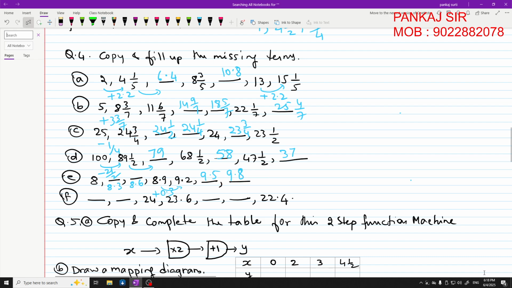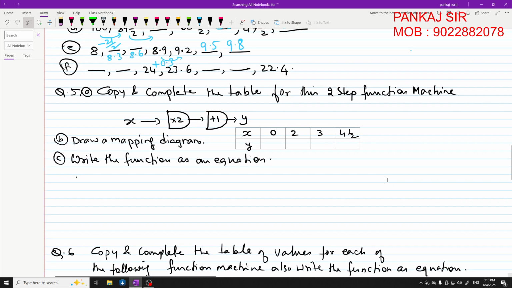Okay. Next, the last one. Here again, let us see what is happening. 24 and 23.6. Here from 24, 0.4 is being removed, minus 0.4. Then you get 23.6. So minus 0.4 is the term to term rule. If you go the other way, it will be plus 0.4. So from here, if you go this way, it will be plus 0.4.